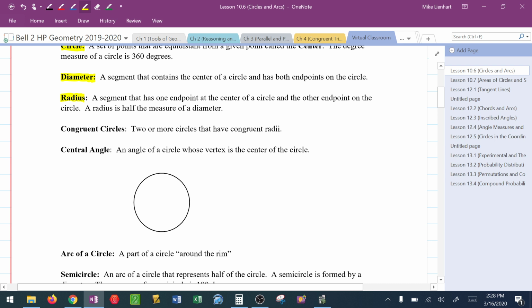And then we have this idea of what are called congruent circles. These are circles that are equal in measure, and the way that we know that they're equal in measure is that their radii are the same.